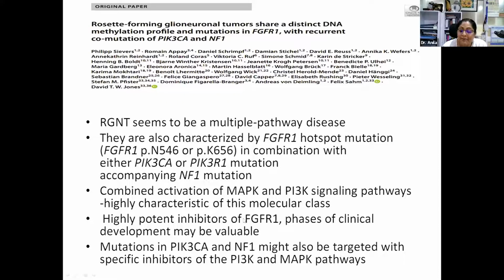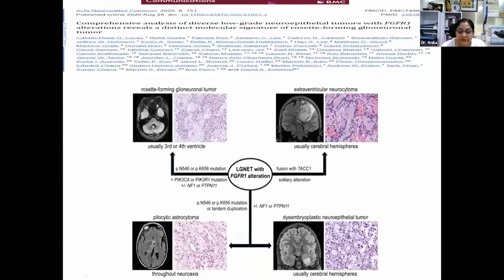And highly potent inhibitors of FGFR1 are in phases of clinical trials for these tumors. Mutations in PIK3CA and NF1 might also be targeted with specific inhibitors for the PIK3 and MAP kinase pathways. So if you have a neuronal tumor with an FGFR alteration, along with a PIK3CA mutation and an NF1 mutation, one should think of a Rosette-forming glioneuronal tumor.